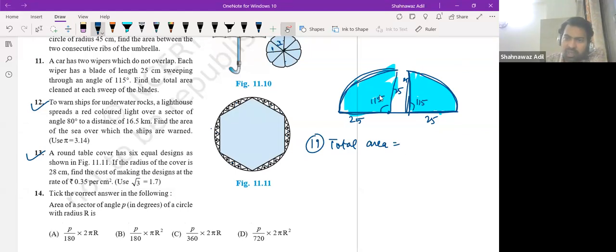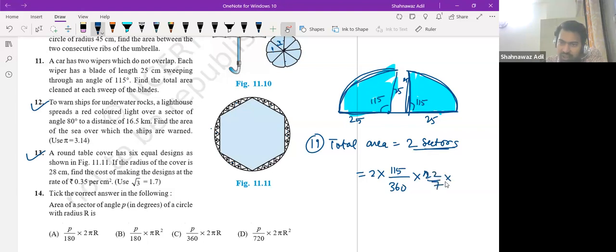Both will sweep the same area, so 2 into 115 by 360 into pi r squared, two sectors, right? Yes, sir. So if we calculate one sector and then multiply it by two, so two sectors. As Abir was saying, 115 by 360 and pi. And we have to take the value of pi as 22 by 7. And r is 25, 25. So this is how much?